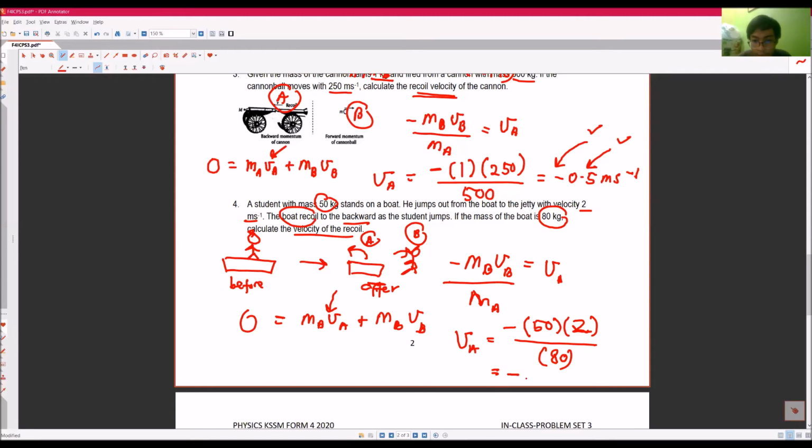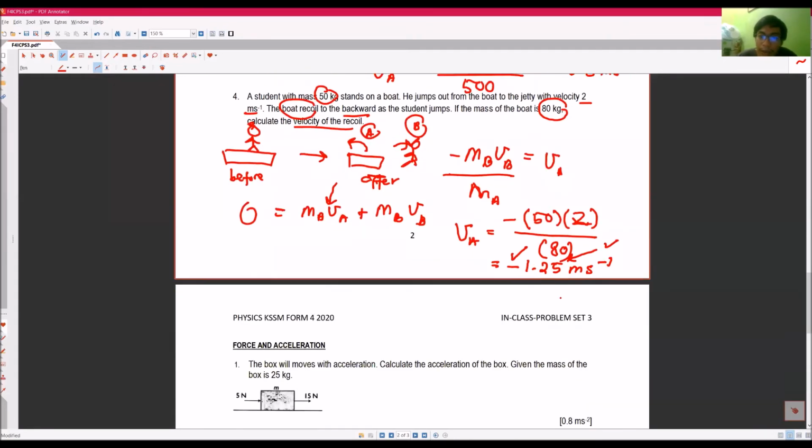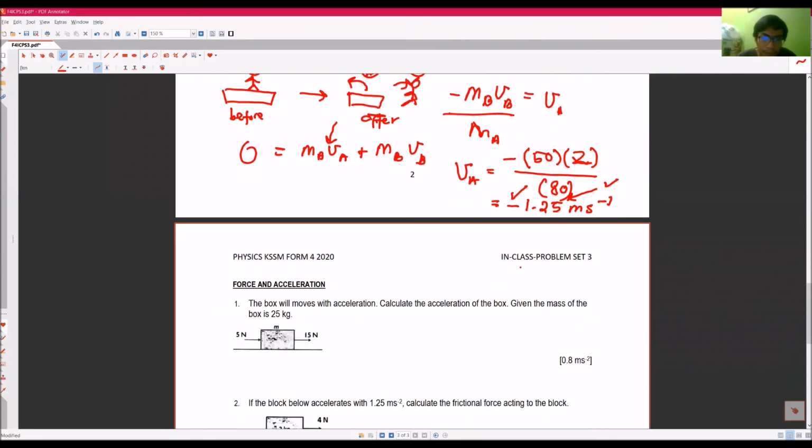Negative 1.25 meter per second. So again, it is correct because the negative sign means moving in the opposite direction, and also the magnitude is smaller than the student's velocity due to big mass, big inertia. Harder to change movement.